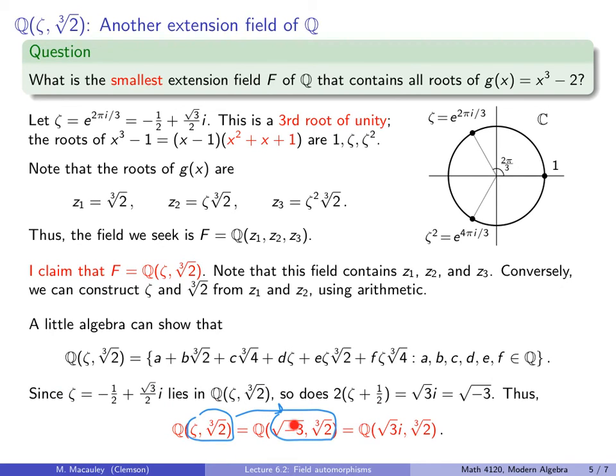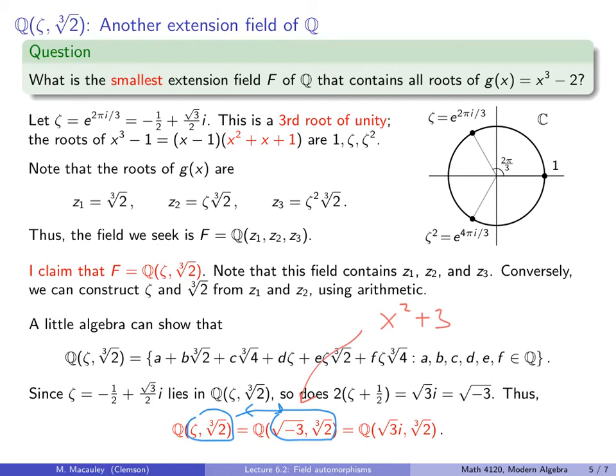From these two numbers, if I start with root negative 3, I can then divide by 2, and I can subtract 1/2 to get zeta, and then I can generate these two numbers. So these are just two different ways to express the same field. Some people like writing it like this because, well, one advantage is if you look at the square root of negative 3, you can see right away that that is a root of x squared plus 3.